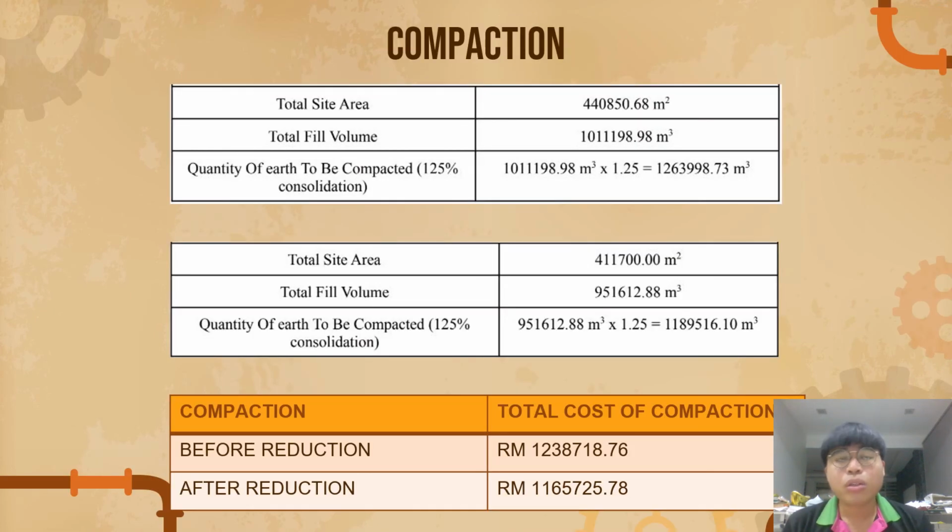Now we come to the compaction part. As you can see from the above table, this is the total fill volume, which is from the TIN method. We get the fill volume, and then we times it by the 125 percent consolidation, and we get this volume. The one below here is from the grid method, the fill volume, and we also use this to calculate the volume. From there we need to calculate the total cost of the compaction, which represents the before reduction and also the after reduction. We get a comparison between them.